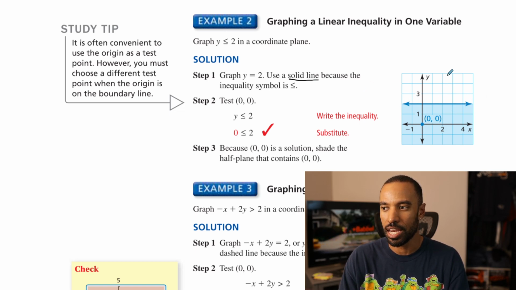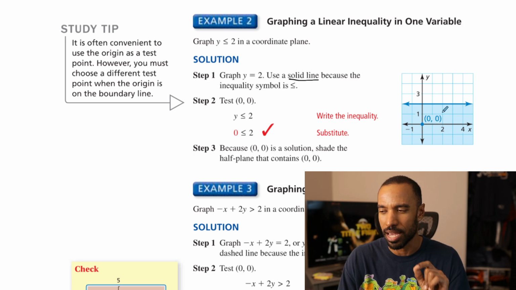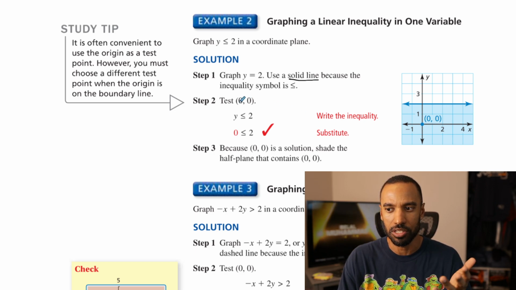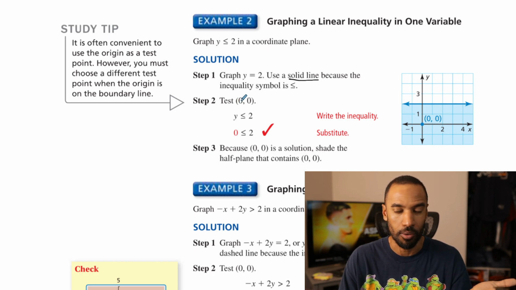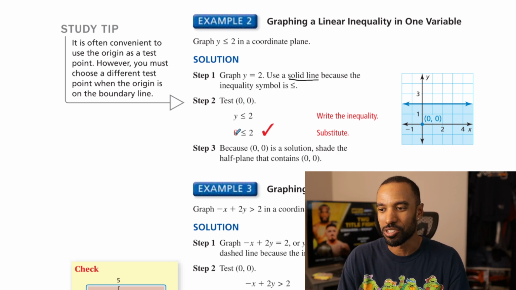How do we know whether to shade above or below this line? Well, we can test a point. Such as, notice how they tested 0, 0. That's the wise one to test, and I think they're going to test it as long as it's not on your line. So you test 0, 0. Obviously, 0 for x doesn't matter, and that's kind of part of the point. It doesn't matter what 0 is, as long as y is less than or equal to 2, right? But you plug in 0 for y.